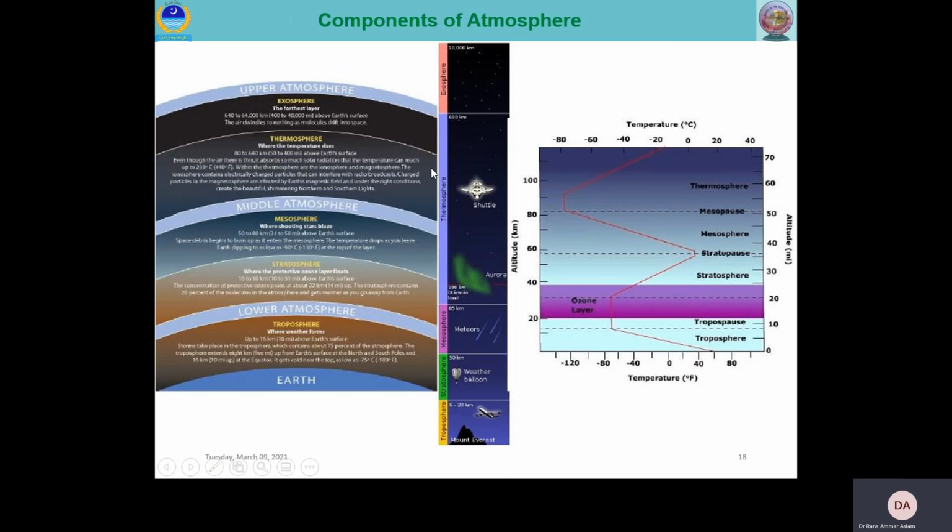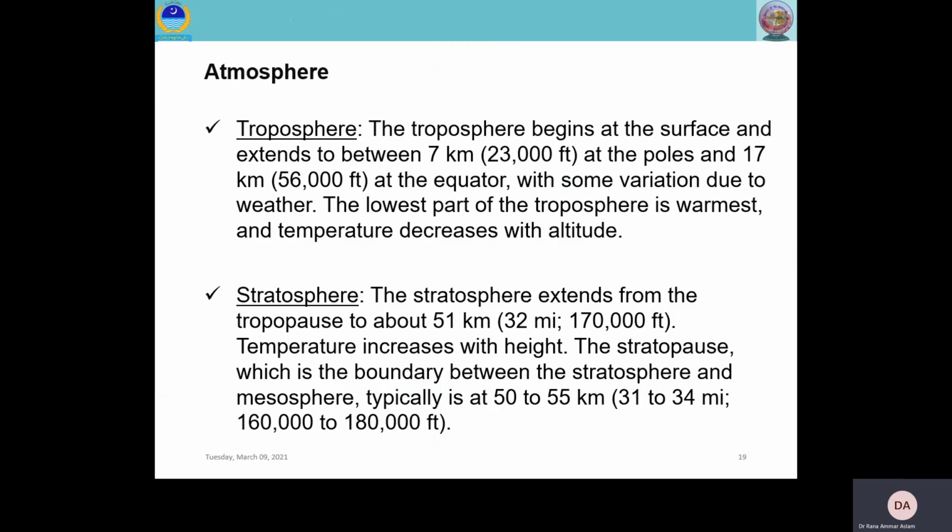The figure on the left side shows the applications or uses of each layer for different purposes. This text explains their characteristics, while this vertical figure shows their various applications, or various natural or anthropogenic activities that take place in each layer. So let's see these layers in a bit more detail. The first one is the troposphere.